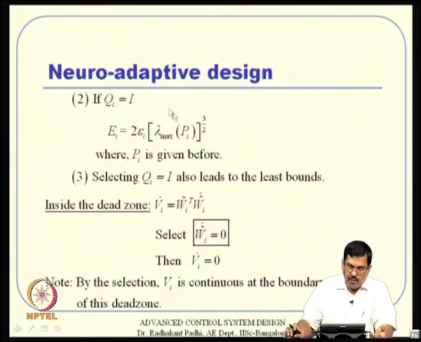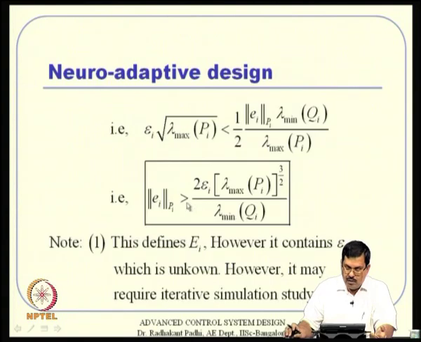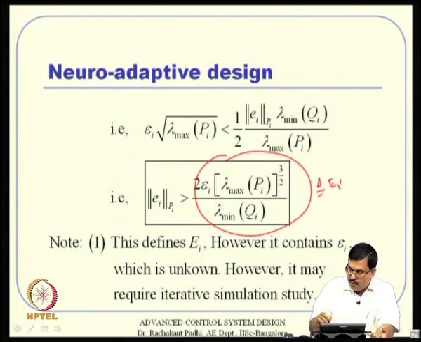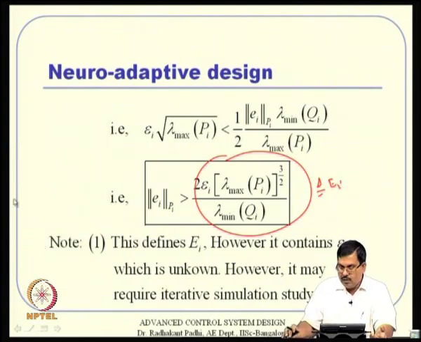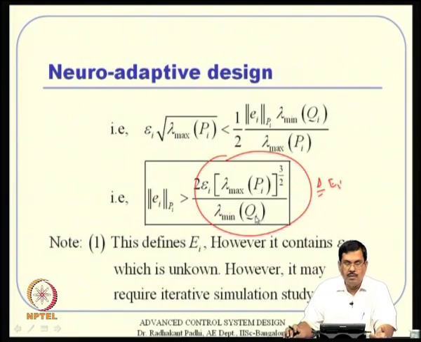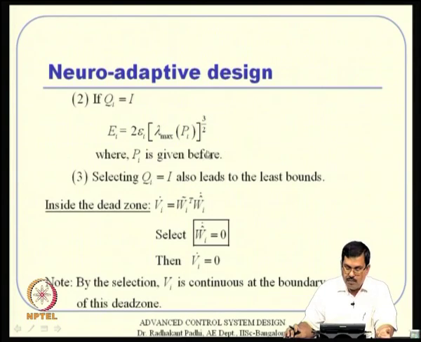Now, coming back, this quantity is defined as Ei. If Qi is equal to I, then this Ei turns out to be like that, because the lambda minimum of Qi is 1 anyway. Qi being identity means all the eigenvalues are 1, so the denominator is 1, and we will be left with that. Here Pi is the solution of the equation which was given before.